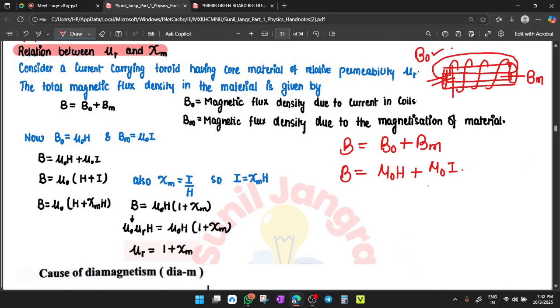Now put here the value. You can take mu naught as common, so it is equal to H plus I. Right, beta? B equals mu naught H. Fine, it is. Now I.